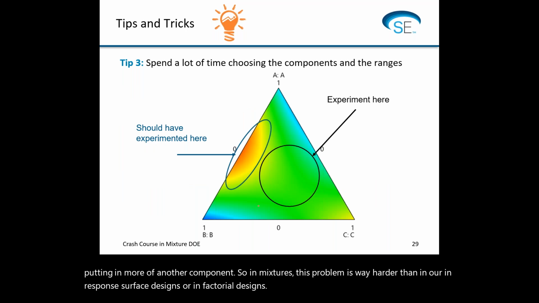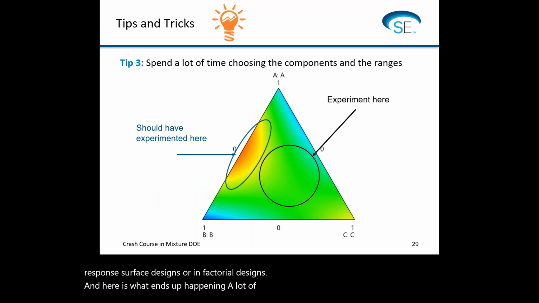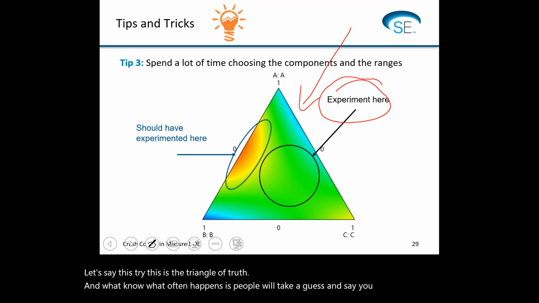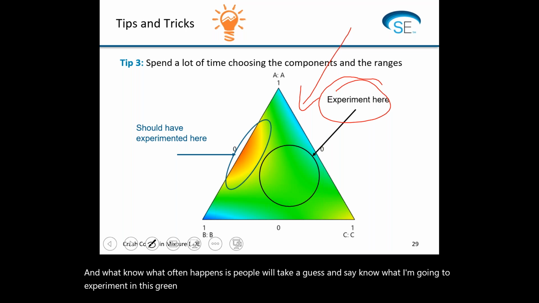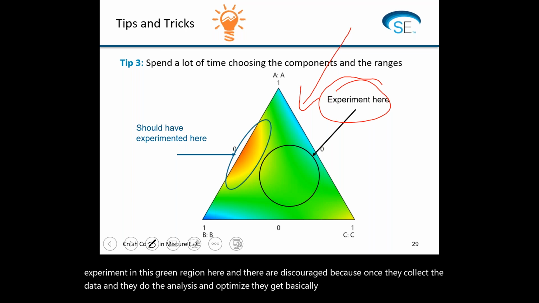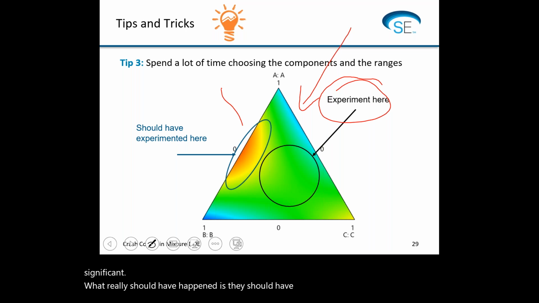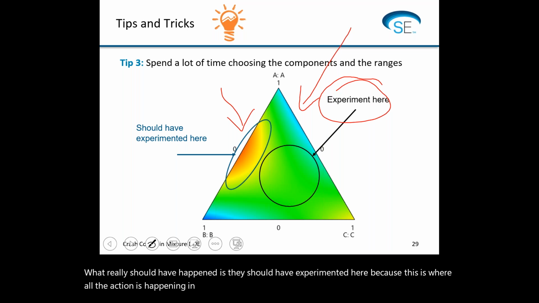And here's what ends up happening a lot of times, what I see. Let's say this is the triangle of truth. And what often happens is people will take a guess and say, you know what, I'm going to experiment in this green region here, and they're discouraged because once they collect the data and do the analysis and optimize, they get basically nothing. It looks like nothing is significant. And what really should have happened is they should have experimented here, because this is where all the action is happening in their process. So this is just an illustration of what usually happens.